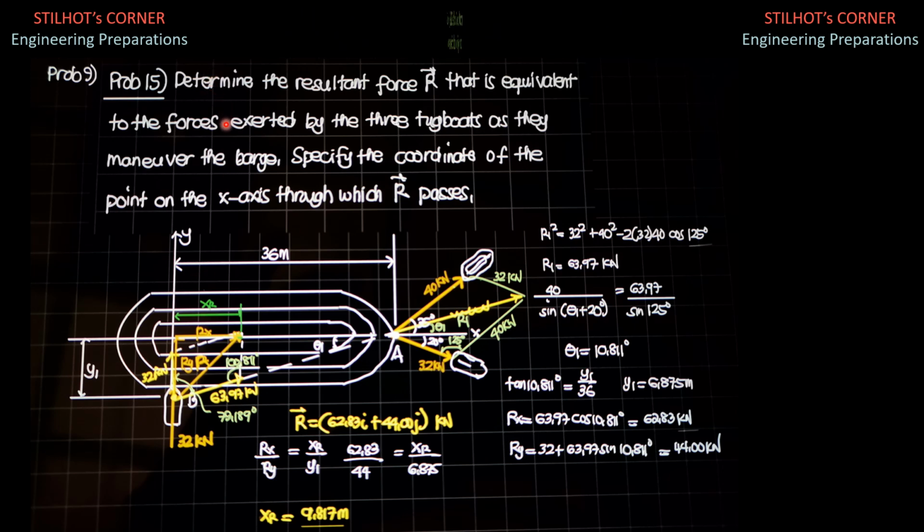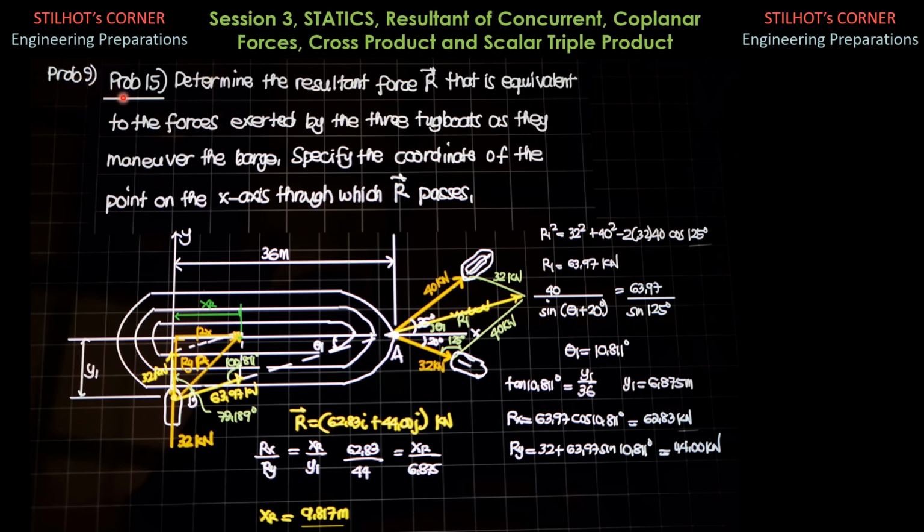So next, problem 9 is the second to the last problem for this part. Determine the resultant force R, so it should be in vector form, that is equivalent to the forces exerted by the 3 tugboats as they maneuver the barge. Specify the coordinates of the point on the x-axis through which R passes. So the idea here is there are three forces. The two are initially concurrent here.